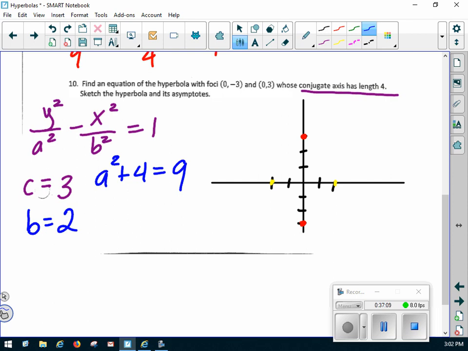What's A? Square root of 5. Good. What does A tell us? A tells us the distance between the center and vertex. Square root of 5 is a little more than 2. So I got a vertex right about there, a little more than 2.